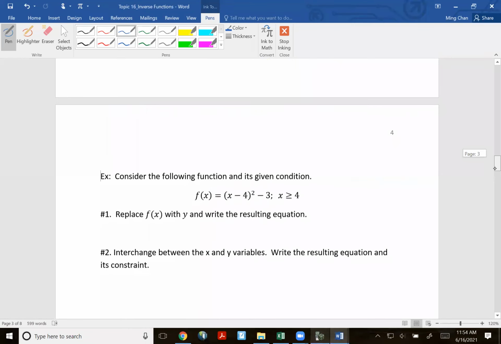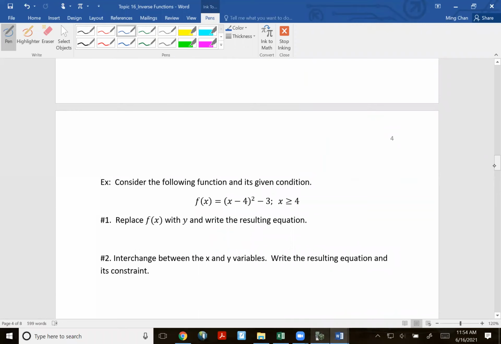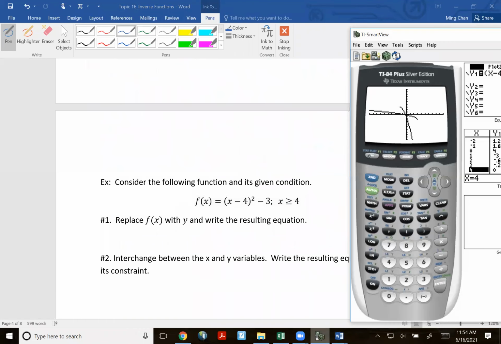So that's why I'm going to show you this example. I'm going to look at it from a different perspective. I'm going to give you a function that is a parabola, but with a condition. x has to be greater than or equal to 4. So that means we can only think about x values to the right side of 4. Anything else, we cannot count. It's not part of my condition, so it's not part of my graph.